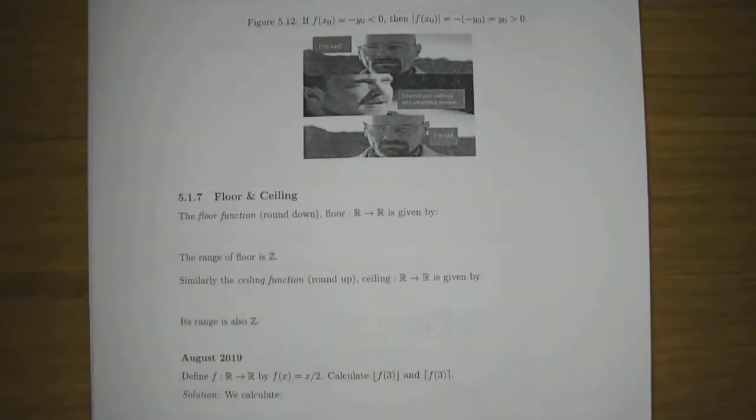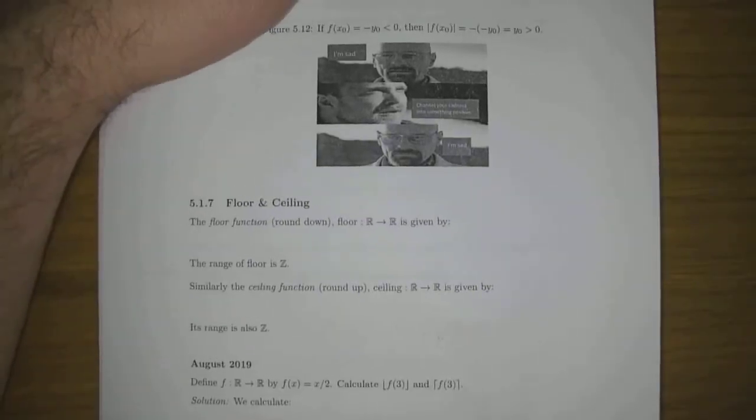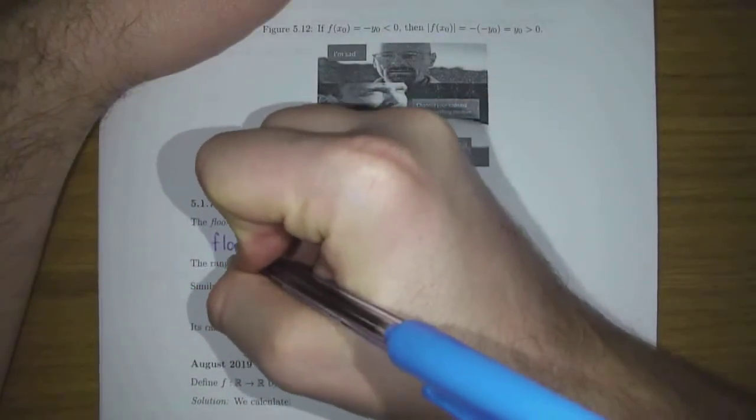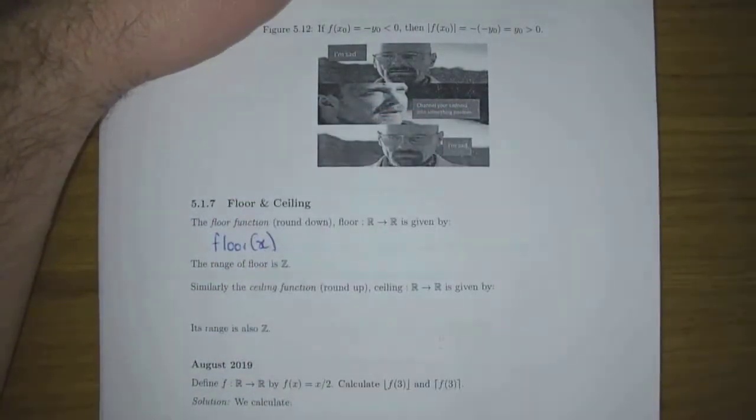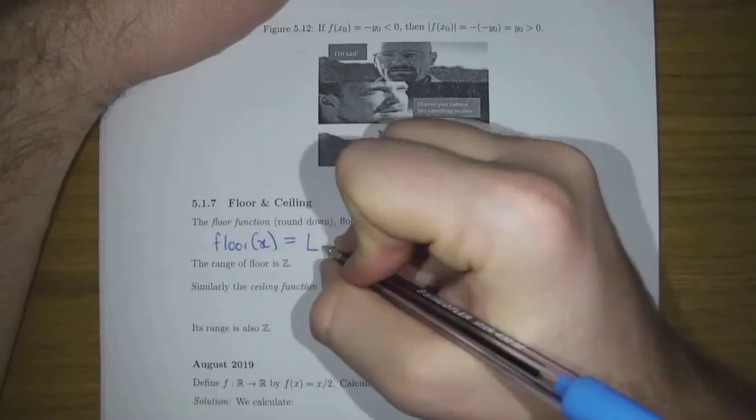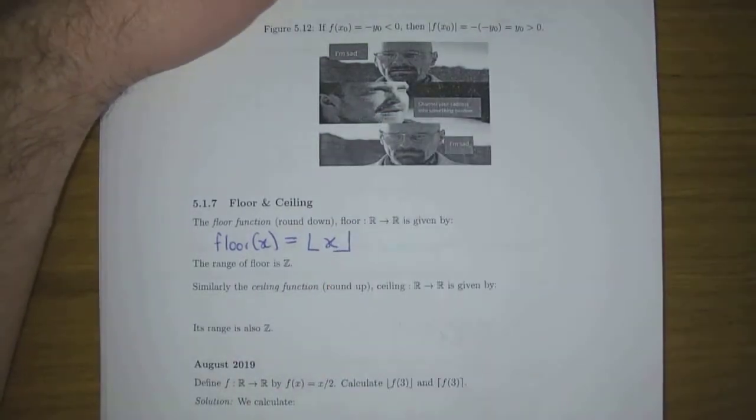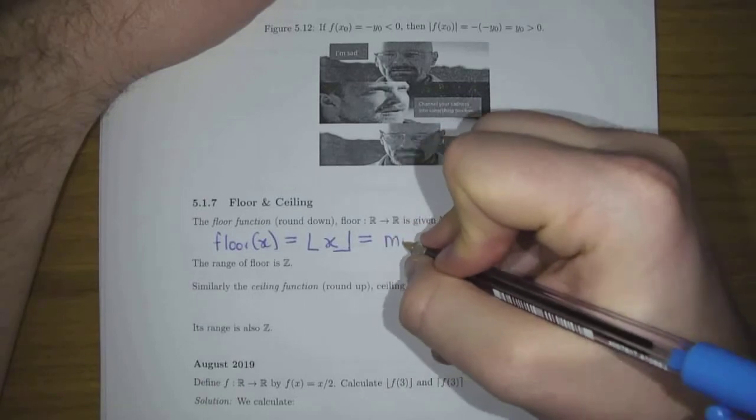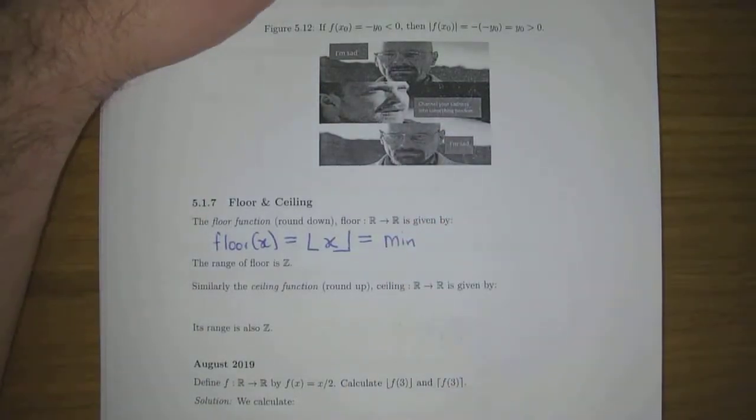Now some of these are actually kind of difficult to write down. So the round-down function. This is kind of a weird function. The floor function of x, which is also written like this, is the smallest integer.